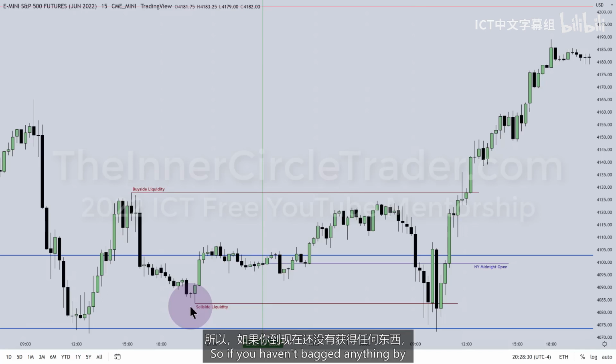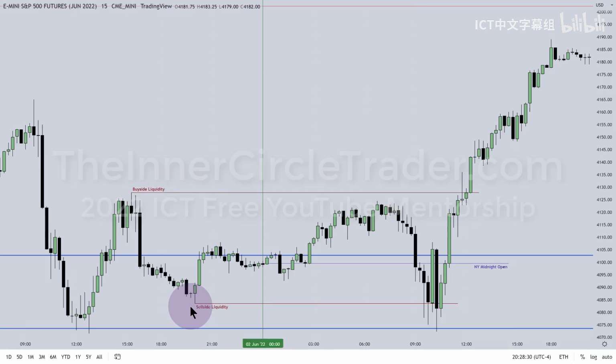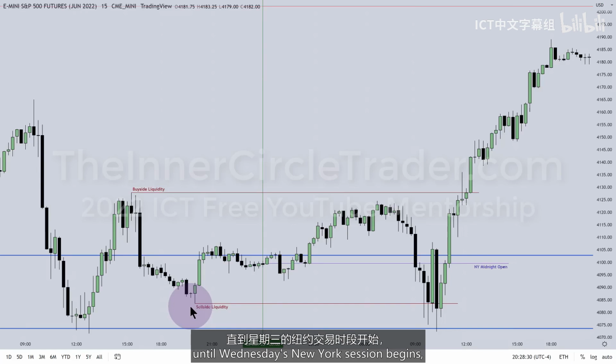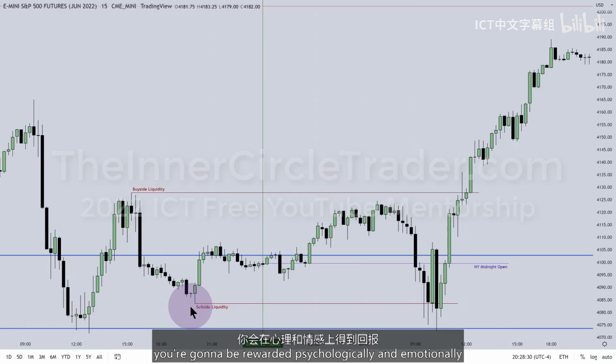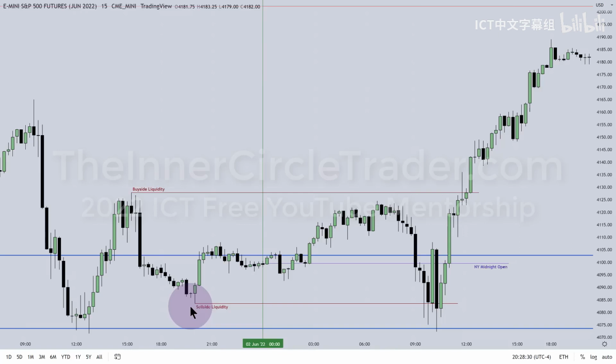So if you haven't bagged anything by that time, from Sunday's weekly open until Wednesday's New York session begins, don't do any trades. And deal with that desire of wanting to trade, but don't do anything. That forges discipline. It forges patience. And it also teaches you, especially when the weeks are really bad and it doesn't give you a whole lot of movement, you're going to be rewarded psychologically and emotionally because you didn't do anything.